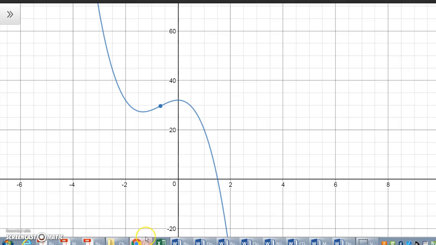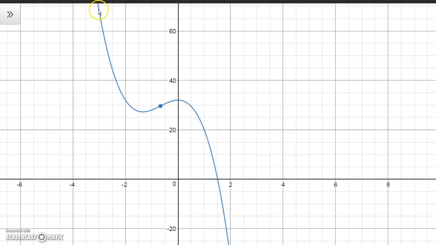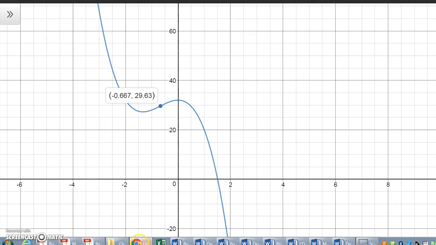Alright, so here's a picture. Notice that the graph is bending upward till we get here, and that's your point of inflection, and then it begins to turn back downward. So there's your change in concavity.